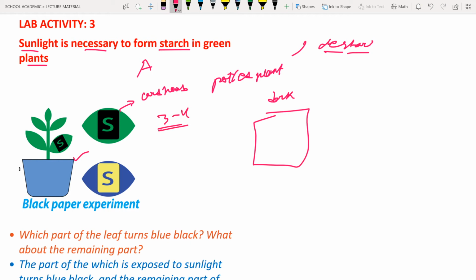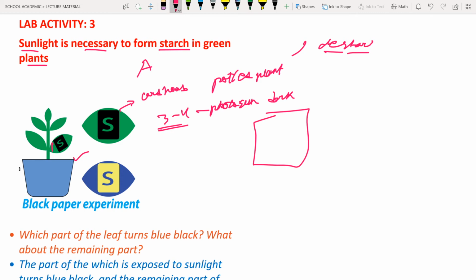So what happens in between the 3 to 4 hours? It is going to perform photosynthesis. And after that we have to cut the leaf and check for the presence of starch in it. From the first lesson onwards, we are discussing the identification test for the starch.